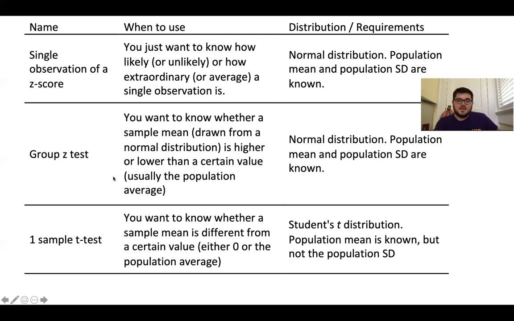Other than that, just look for whether the population standard deviation is known. I have to outright say whether it's known or not. And then for single observation Z-score, you have to look for, am I talking about a single observation or am I talking about a group? Those are all my tips for now, and I will see y'all next time.